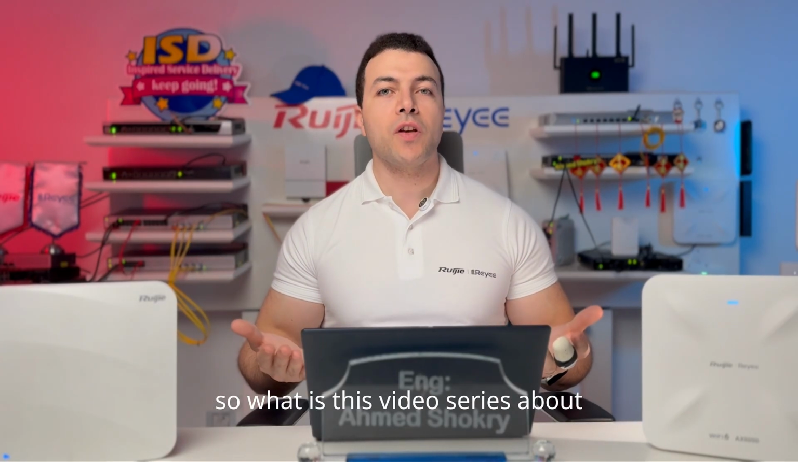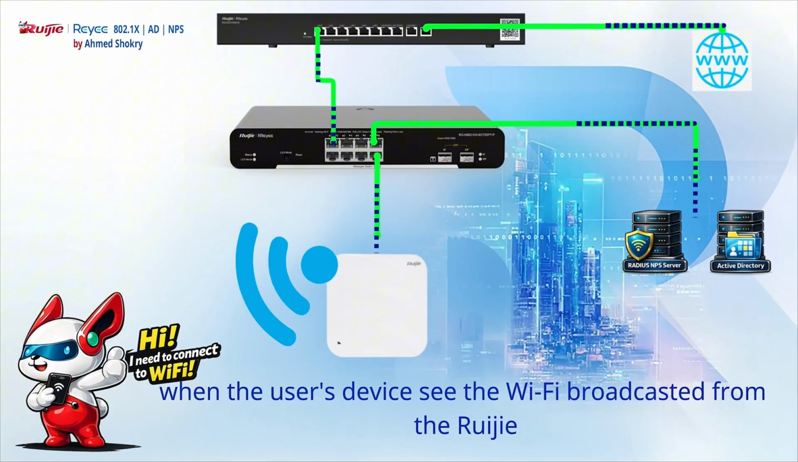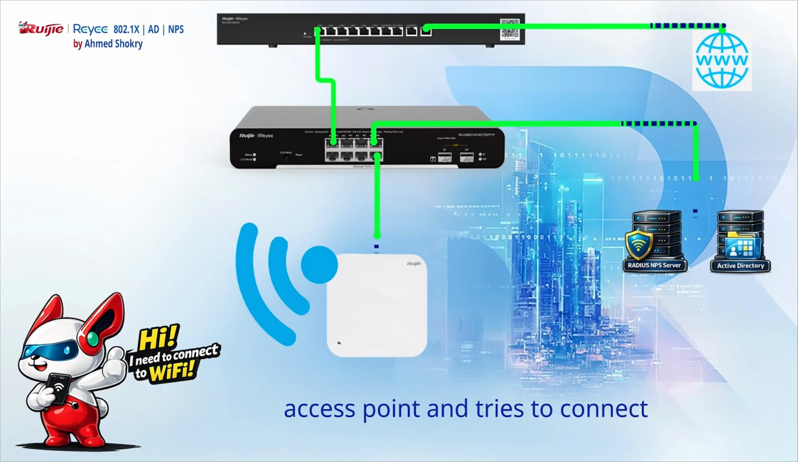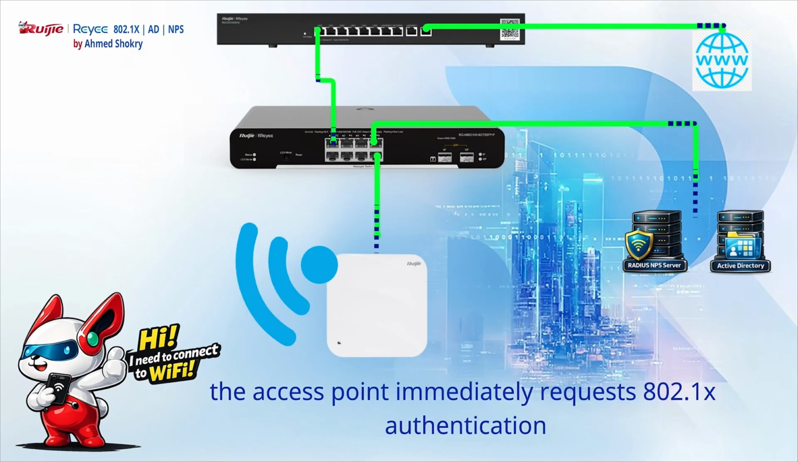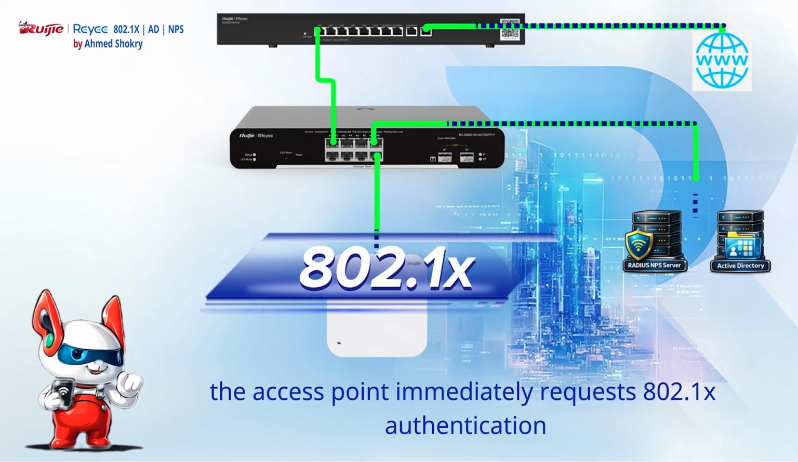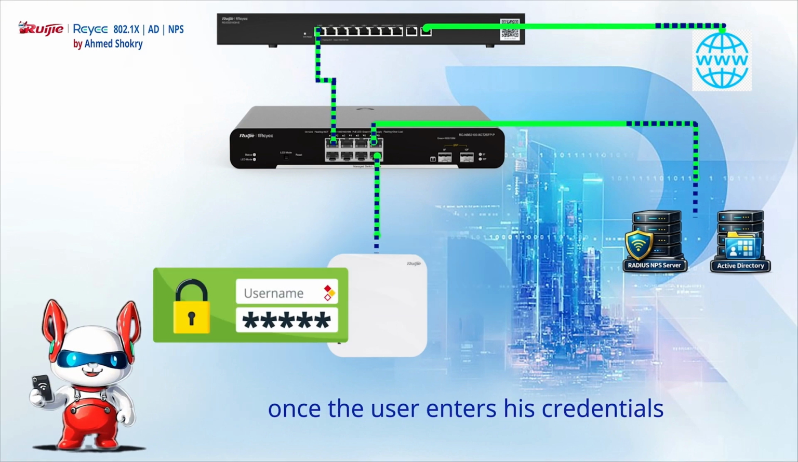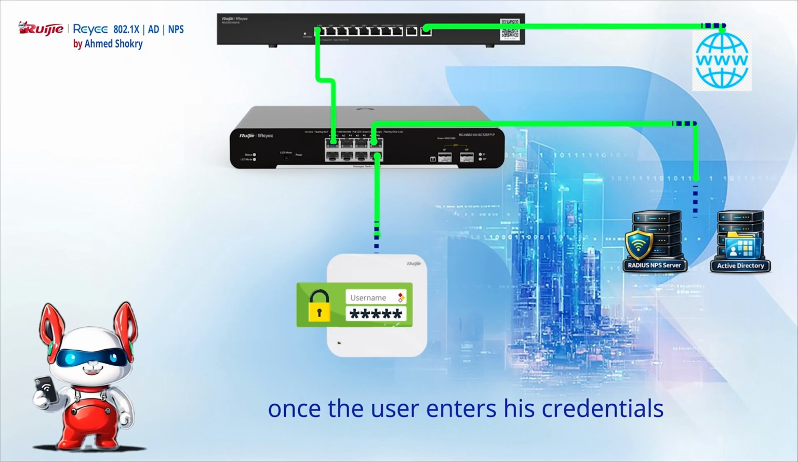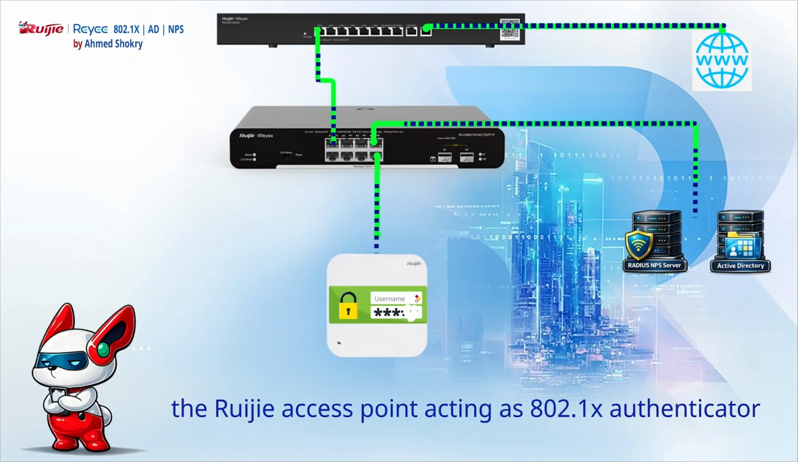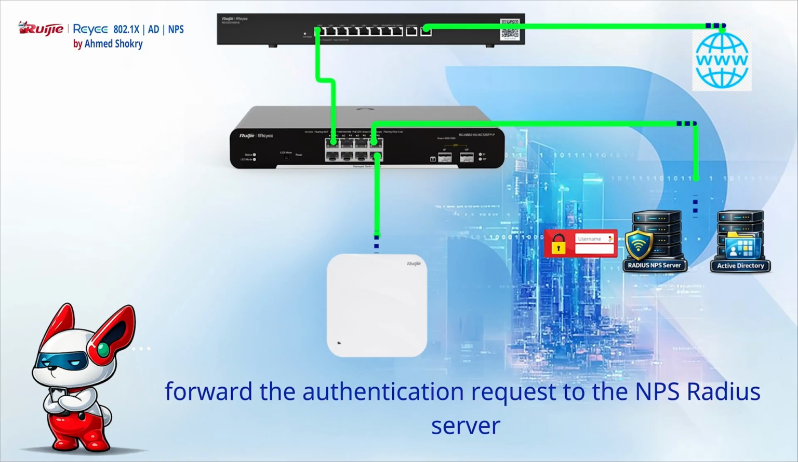So, what is this video series about? When the user's device sees the Wi-Fi broadcasted from the Ruijie access point and tries to connect, the access point immediately requests 802.1X authentication and asks the user to enter a username and password. Once the user enters his credentials, the Ruijie access point, acting as 802.1X authenticator, forwards the authentication request to the NPS RADIUS server.